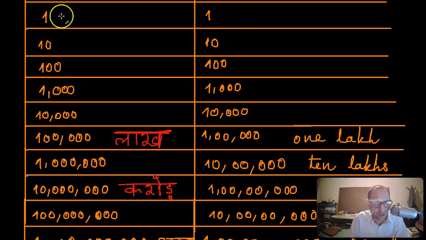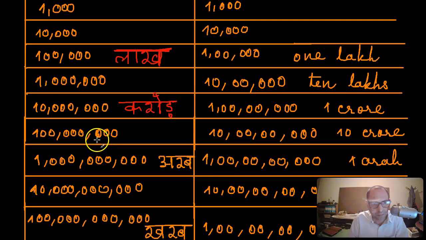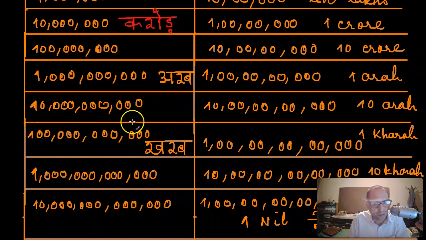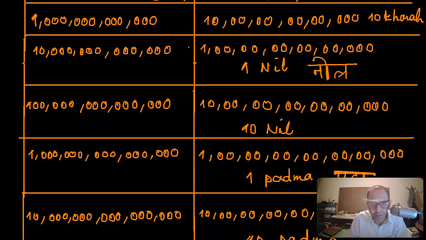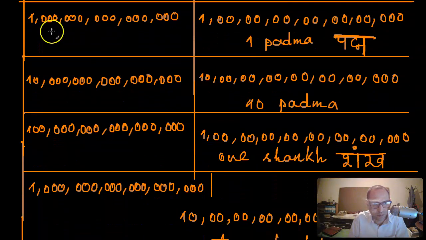And the names you already know about this system. For example, this is called a 1, a 10, a 100, a 1,000, a 10,000, a 100,000, a 1 million, 10 million, 100 million. Then you have a billion, 10 billion, 100 billion, and then a trillion, 10 trillion, 100 trillion. For the rest of these numbers, I don't really have any names.